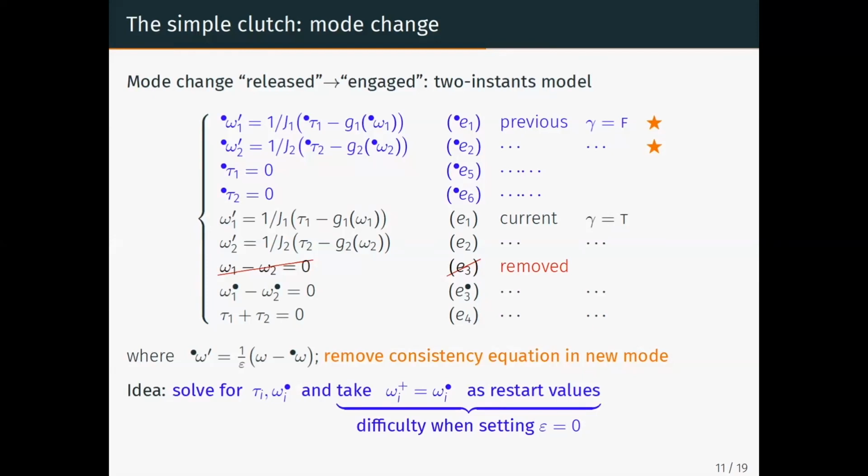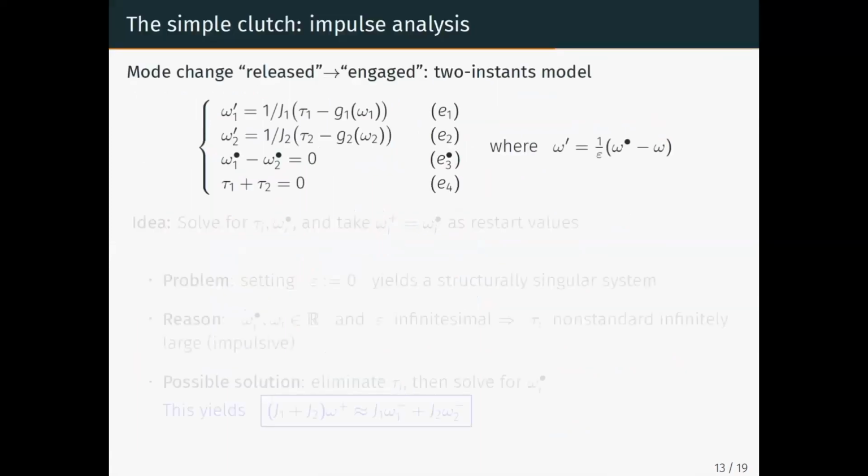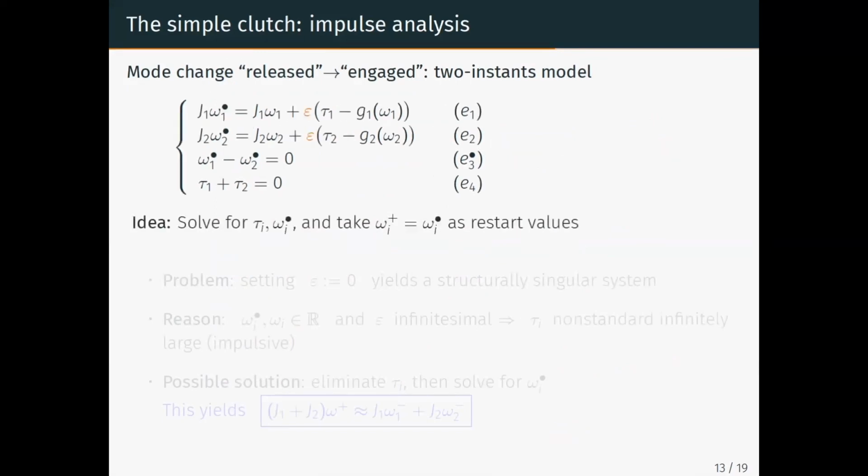However, this actually leads to problems. Let us see exactly why and give hints on what can be done to solve this issue. Here is the system of equations to be solved for the torques and for the forward shifts of the angular velocities ω1 and ω2. Let us just expand the first two equations. Once this system is solved, we may just take the forward shifted values of the velocities as restart values.